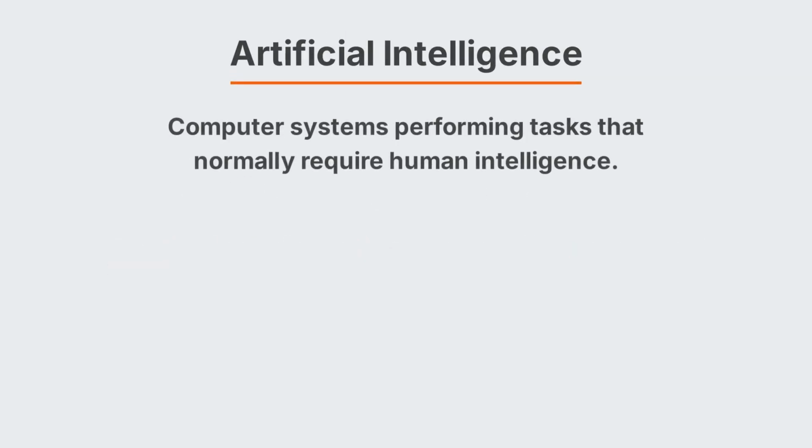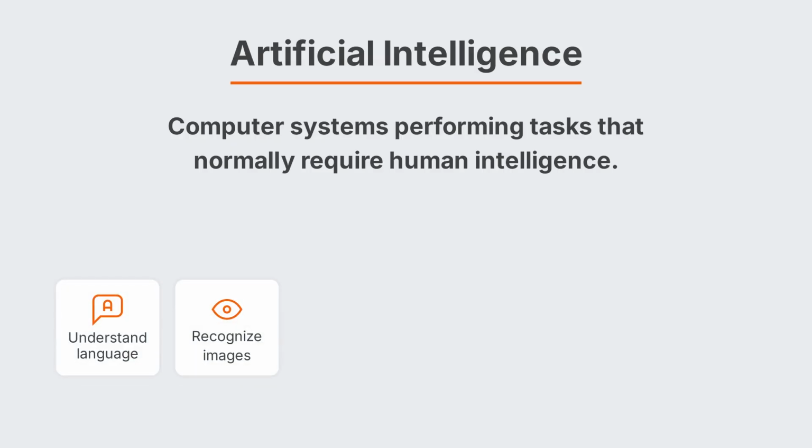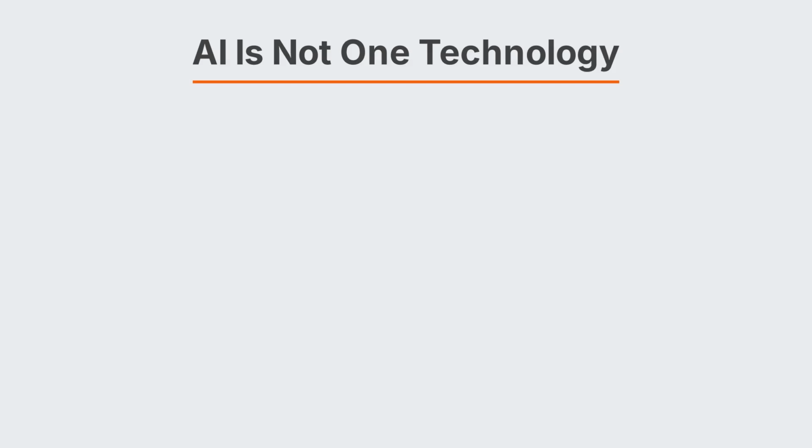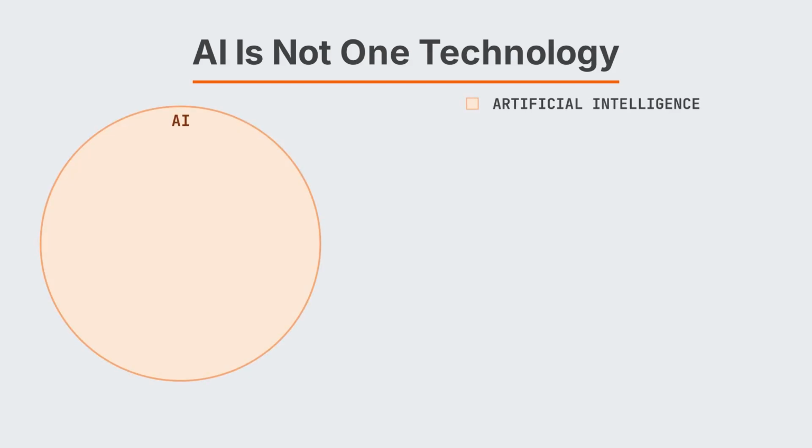Artificial intelligence is the field of building computer systems that perform tasks which normally require human intelligence. Understanding language, recognizing images, making predictions, spotting patterns, solving problems, and making decisions. The word AI covers far more than most people realize. AI is not one technology. It is a nested set of them.